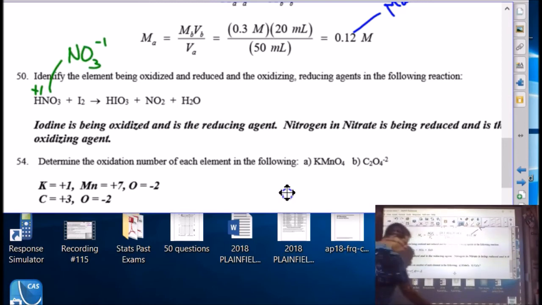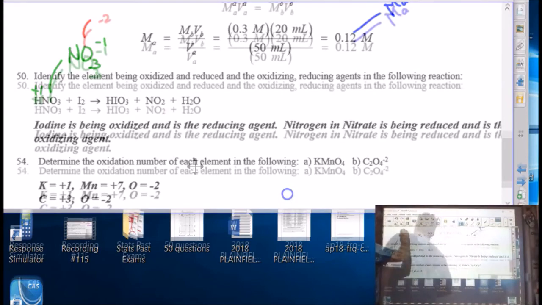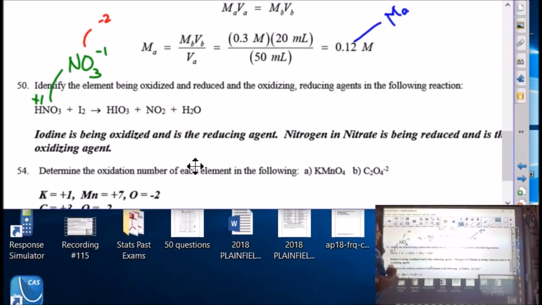We know that all oxygens have a -2 charge. Since there's 3 of them, they actually equal -6 total. If the whole NO3 equals -1, what that means is that this has to be a +5 charge. Okay? So nitrogen right here has a +5 charge.